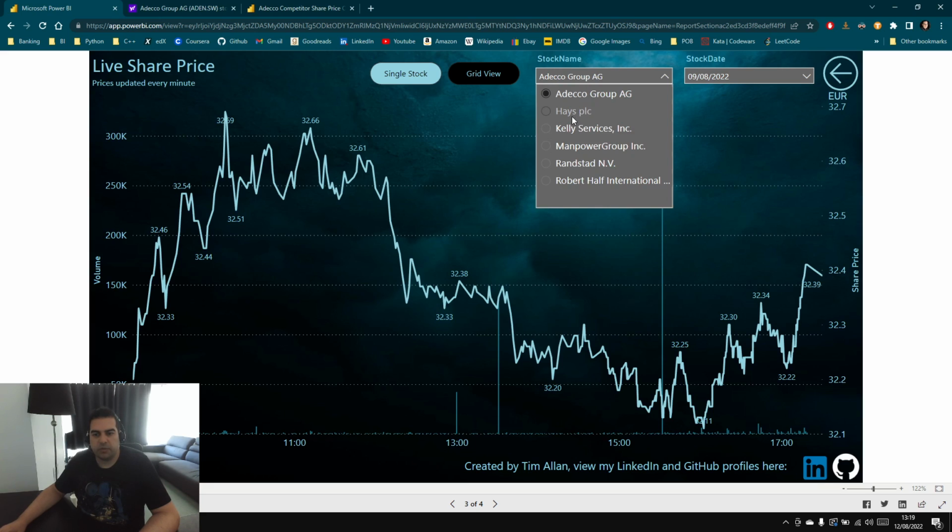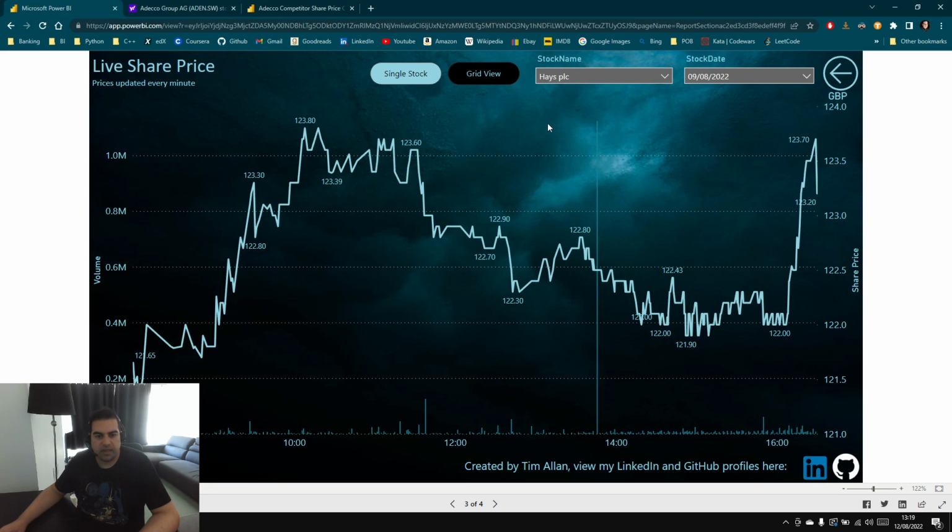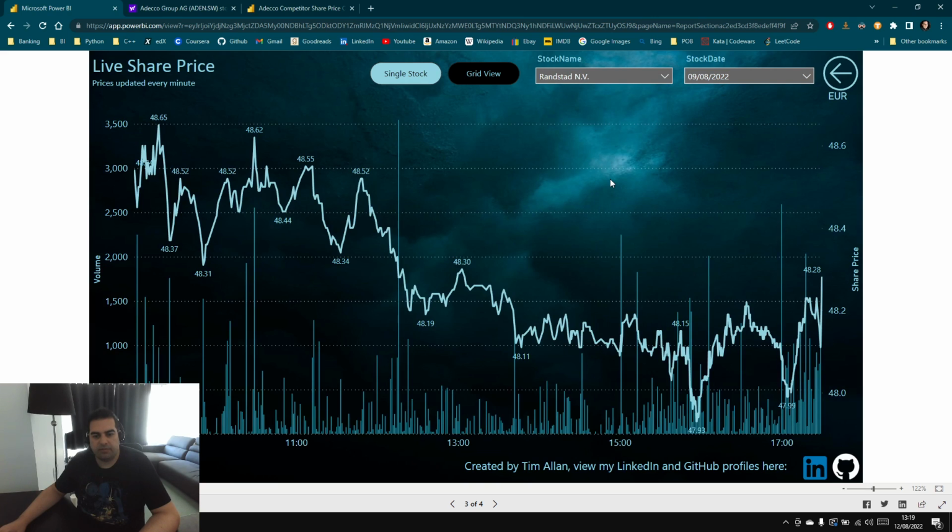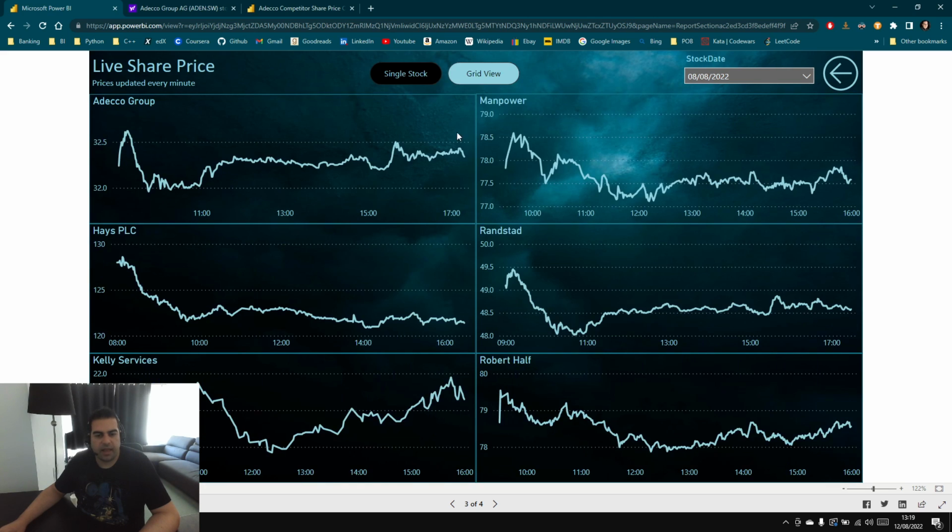We can toggle around. We can say let's have a look at Hayes, and this is showing the Hayes price as it moves for the day. And then we can select any of our competitors if we want. If we wanted to see all of them at the same time, I've done a little grid view, so I can click that, and what that's going to do is show us the prices for each of the shares all at the same time.